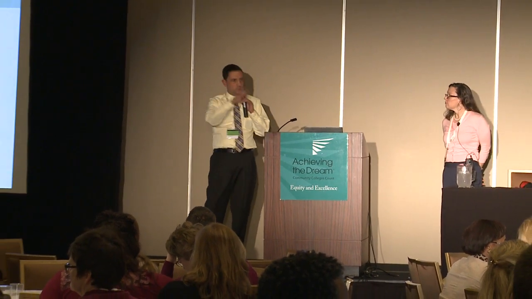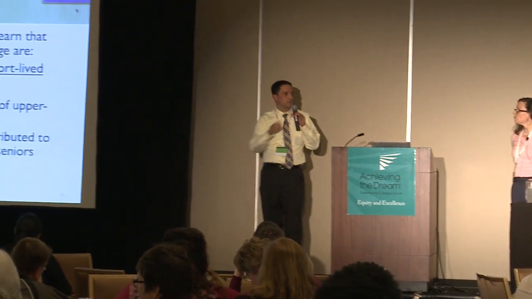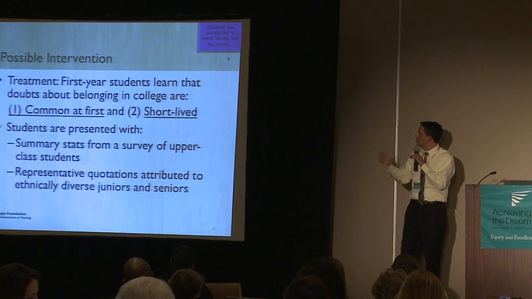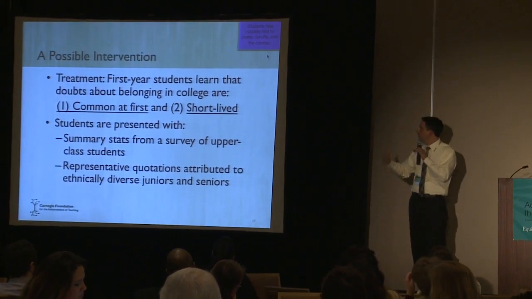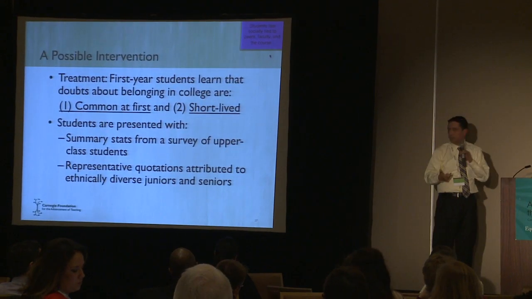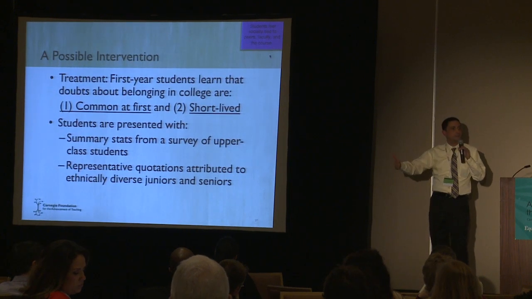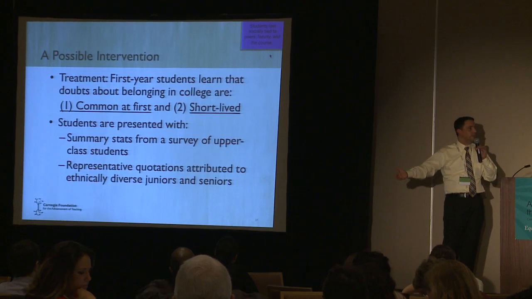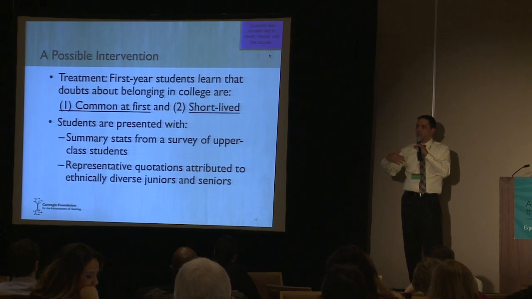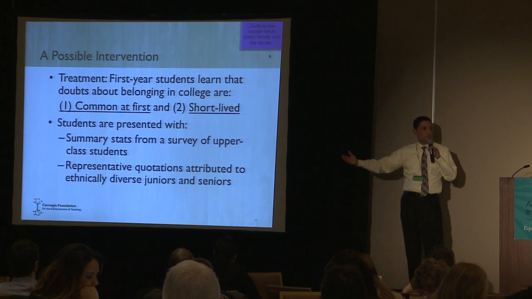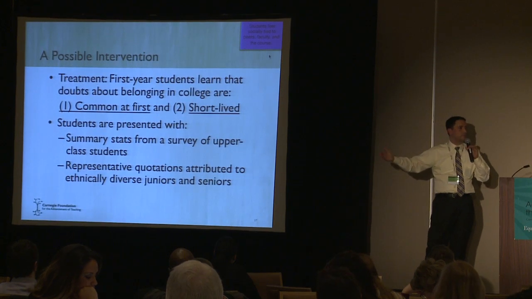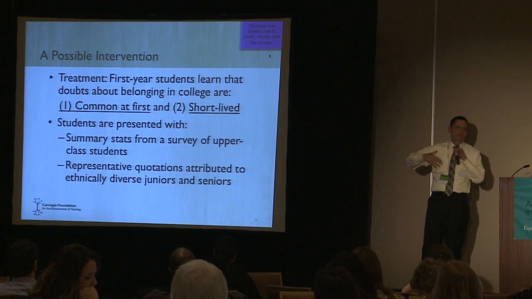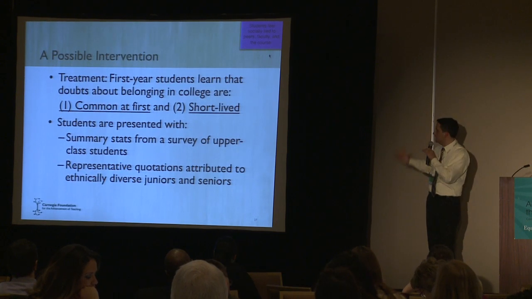Basically, they had a control group and a treatment group. For our purposes, we focus on the treatment group, which told first-year students about how these doubts about belonging in college were, one, very common, and two, short-lived. It passed over time. And they did that by engaging upper-class students, juniors and seniors, and having them relay their experiences and how things got better. It lasted a short period of time, but things did improve over time.